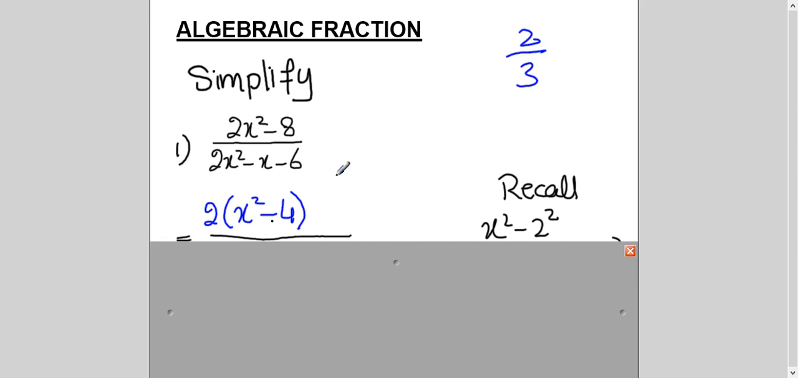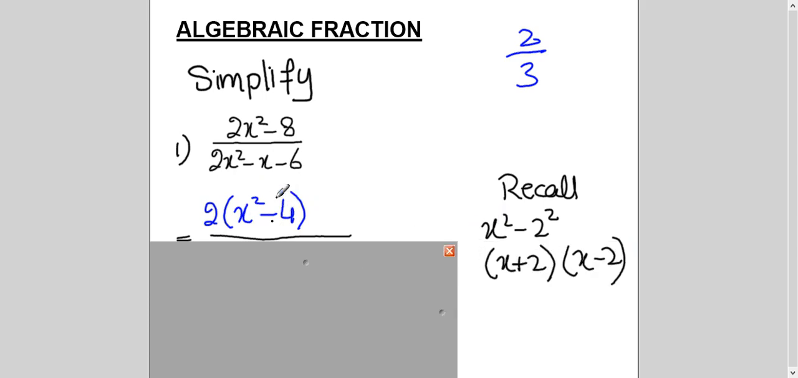So here, I am factorizing it, the common factor is 2, and then you will not stop here because 4 is reminding you of 2 squared. This term will be factorized further because 4 can be written as 2 squared, and then this is reminding you of the algebraic identity a squared minus b squared. So this will become a plus b, a minus b. So it will become x plus 2, x minus 2. So your numerator will become 2 times x plus 2, x minus 2.